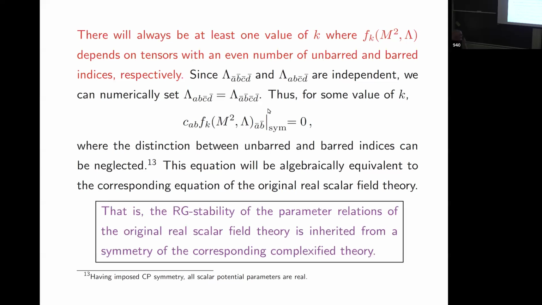The RG stability of the parameter relations in the original scalar theory is inherited from the symmetry of the corresponding complexified theory. Howie: Yeah, so you said the coefficients don't matter because each term is linearly inherited, but what if the coefficient were 0? Then you don't get a constraint. Yeah, it could be at 17 loop order or something. Yeah, so it depends on that.